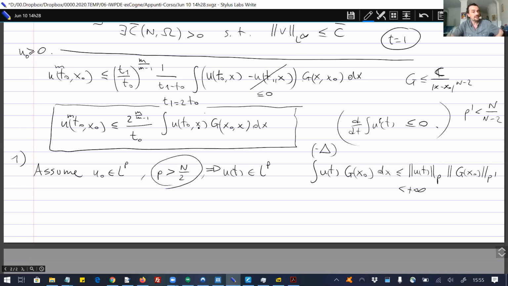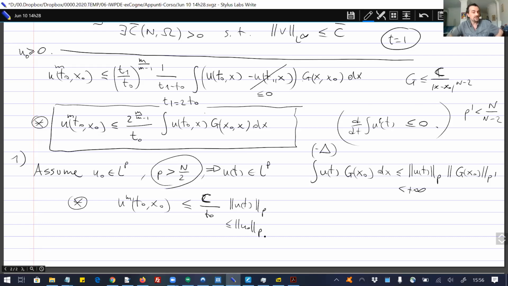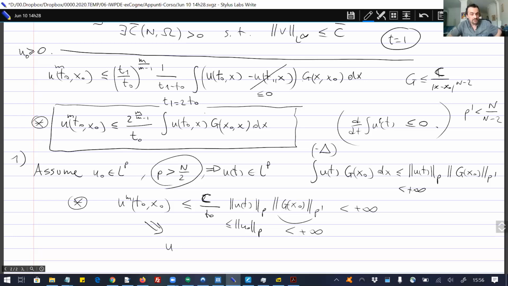But then, what does this say? You just use it here, and then this plus star tell you that u^m(t0, x0) is less or equal than a constant divided by t0, and then you have the norm of u(t) in L^p. Oh, but thanks to this property, this is less or equal than the norm of u0 in L^p, which is finite. And then you have the norm of the Green function at the point x0, which is also finite. So your function now is in L infinity. So this implies that u of t0 is bounded.